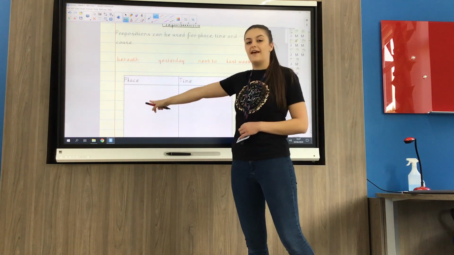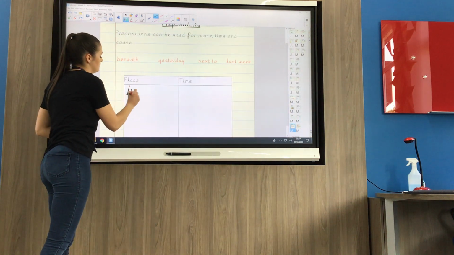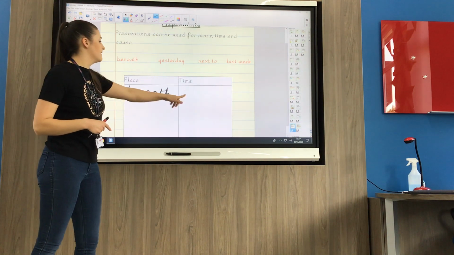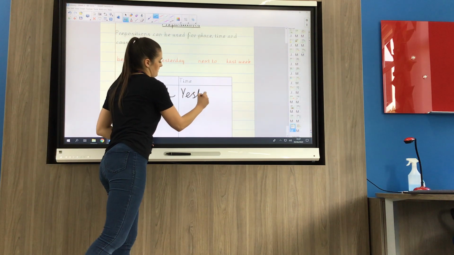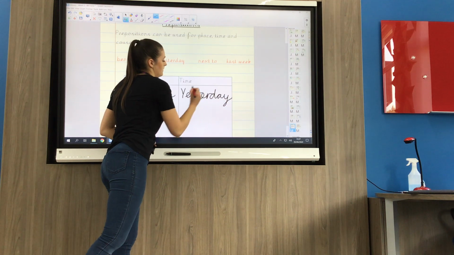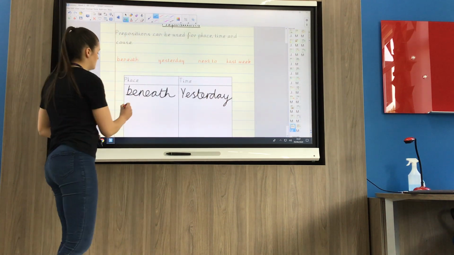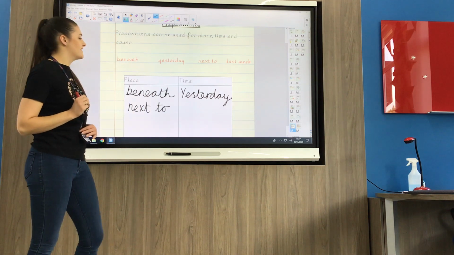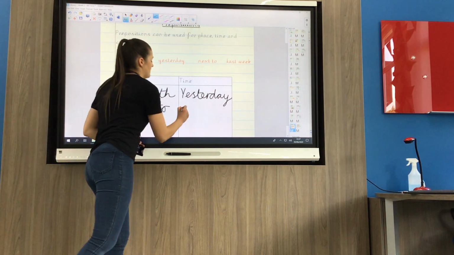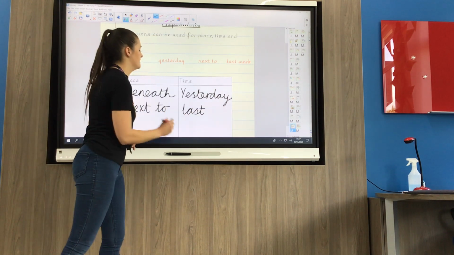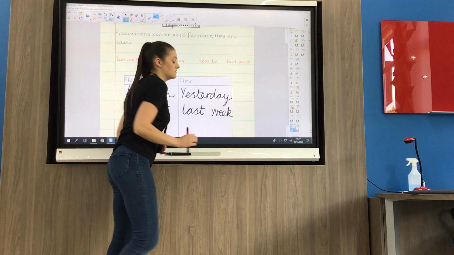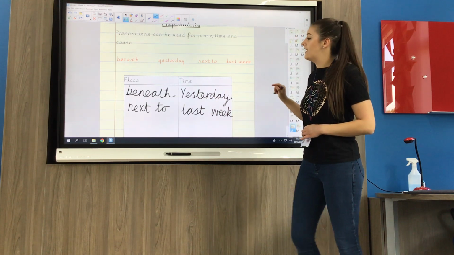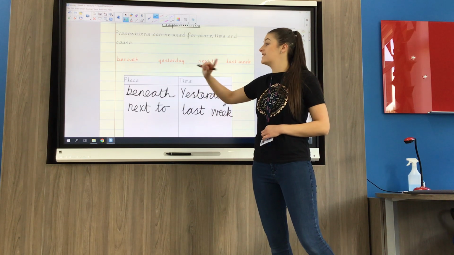I think beneath is the place, that's where something is. So I'm going to put beneath, under, place. Yesterday, now that's not a place, but it tells me when something happened. Next to, that's the place where something could be. So the toy could be next to the bed. And last week, that's the time. So I'll put it in the time. Now you might have realised that some of these prepositions are actually adverbs, which we did the other day. So there might be some adverbs and some prepositions, they're the same words sometimes, particularly in the time category. But mostly we're focusing on where things are today because the preposition also tells us where.